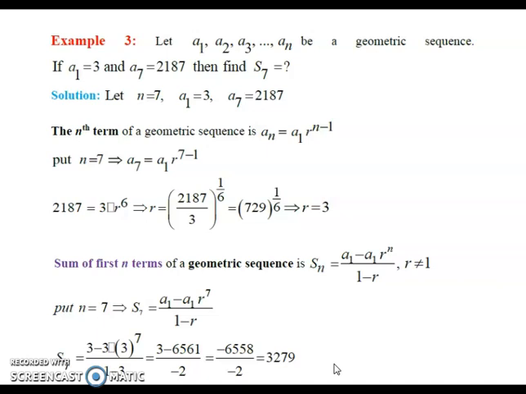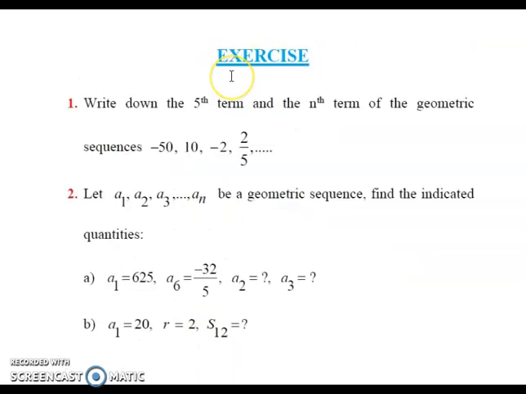This brings us to the end of this tutorial. In this tutorial, we have learned about geometric sequences. Here are some self-assessment questions for you to solve. First question, write down the fifth term and the nth term of the geometric sequence minus 50, 10, minus 2, 2 by 5 and so on.